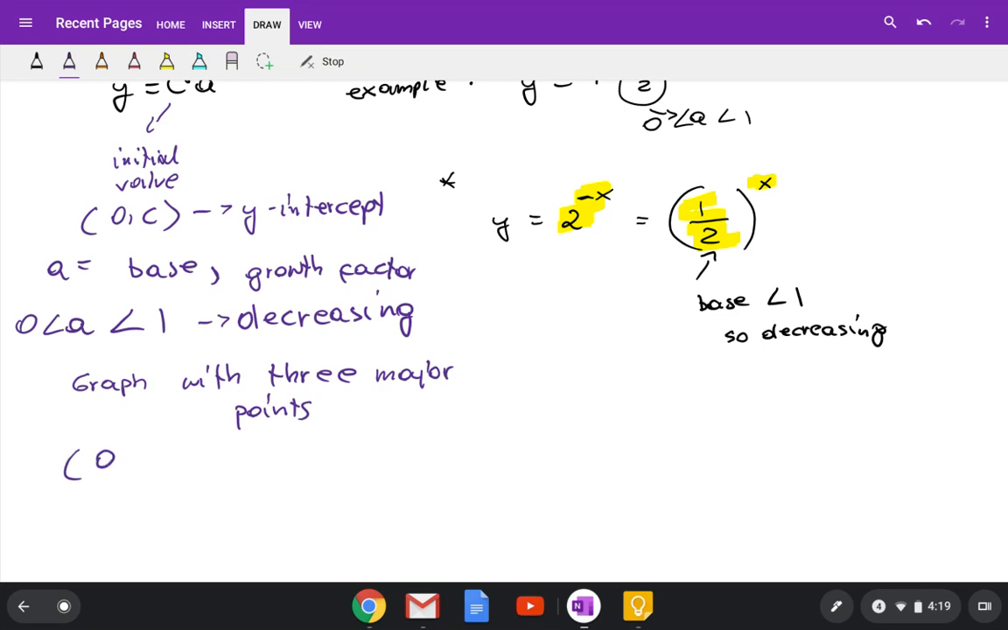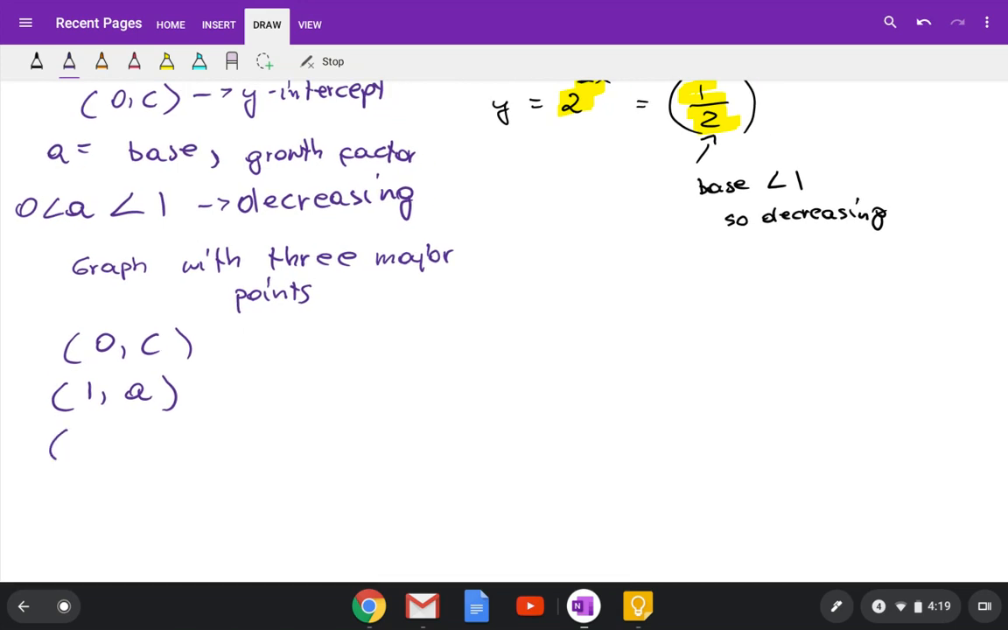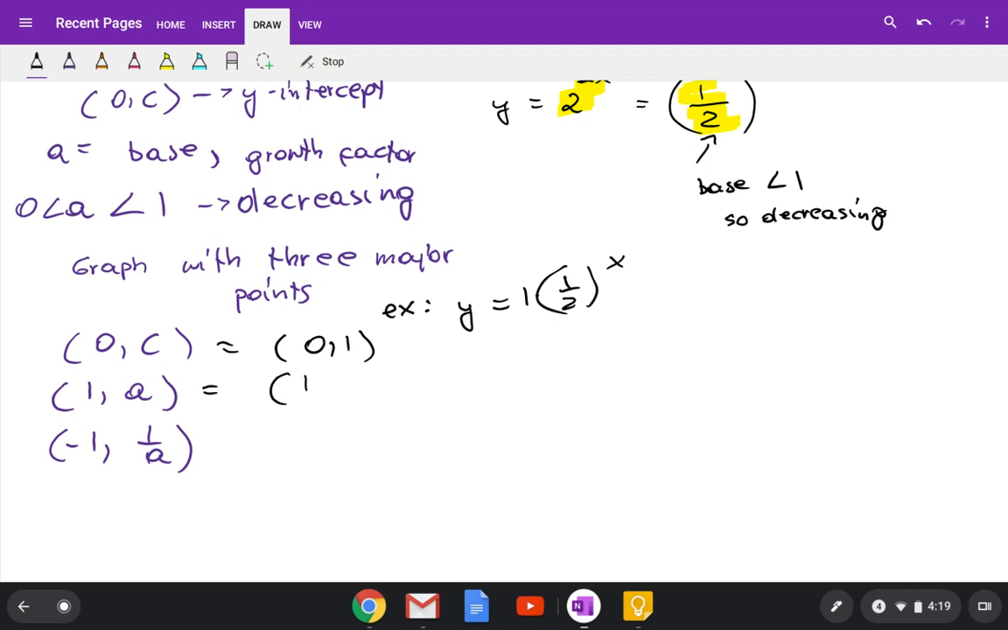So that still applies: 0, comma C; 1, comma A; negative 1, comma 1 over A. Let's just use our example, y equals 1 times 1/2 to the power of x. For 0, comma C, you will have 0, comma 1. For 1, comma A, you will have 1, comma 1/2. And for negative 1 over A, that will be 1 divided by 1/2, so this is the same as negative 1, comma 2.